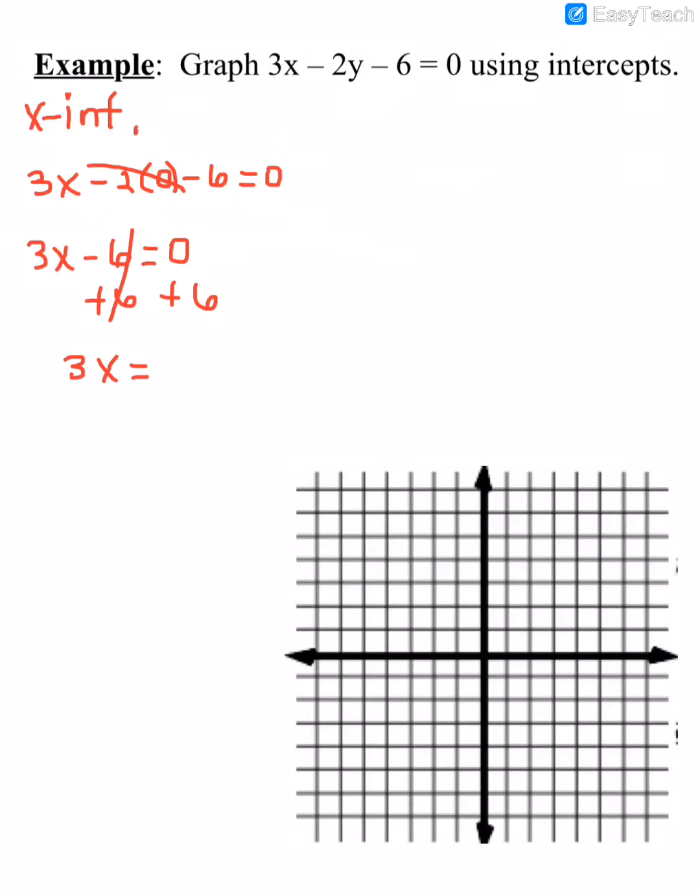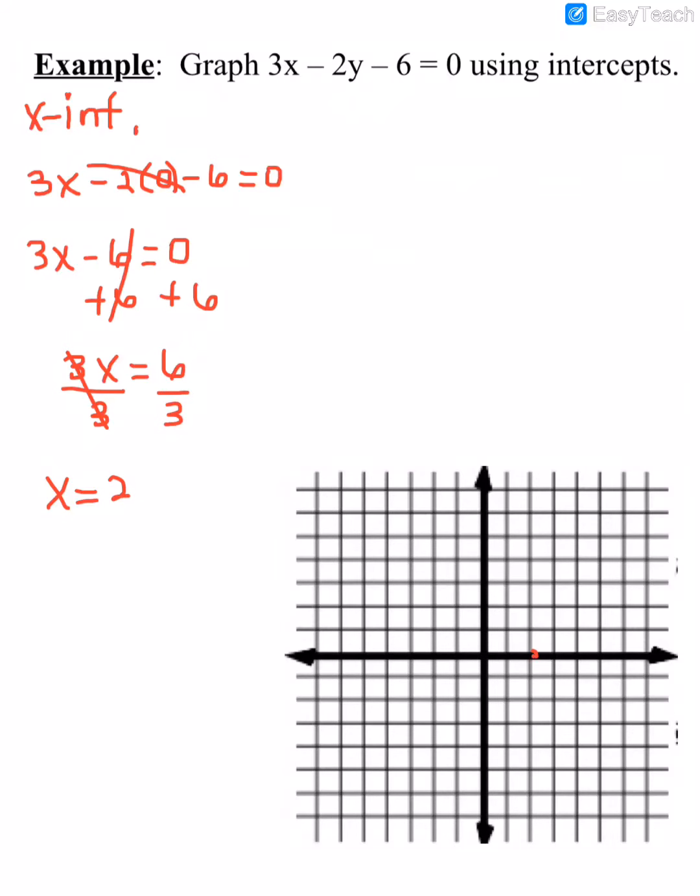I have 3x equals 6. Divide by 3. And x equals 2. So my x-intercept is 2. So on my x-axis, I'm going to go to 2 and put a dot.